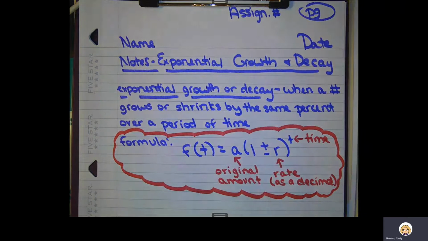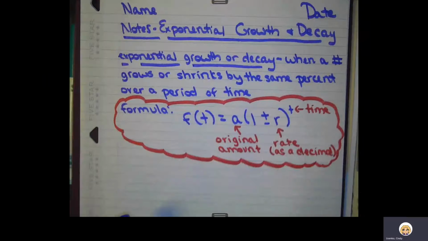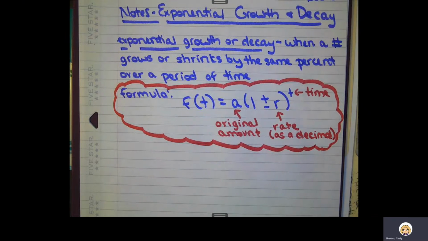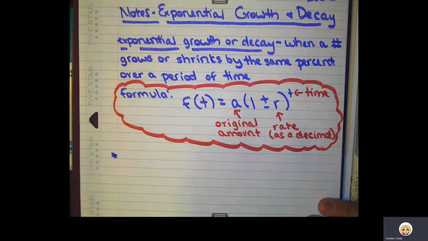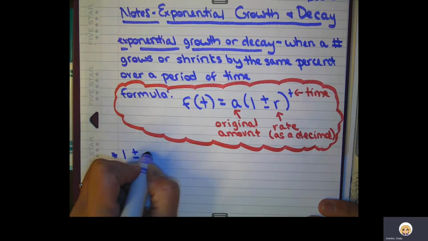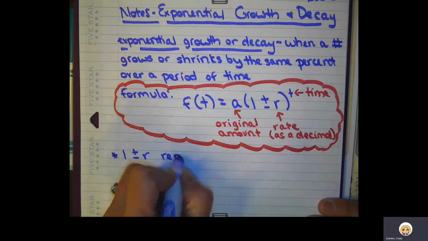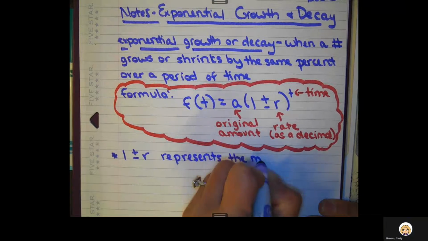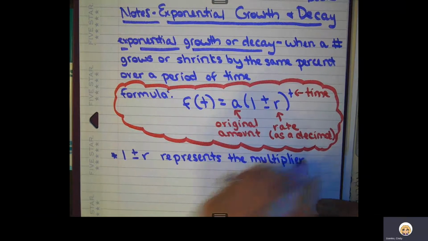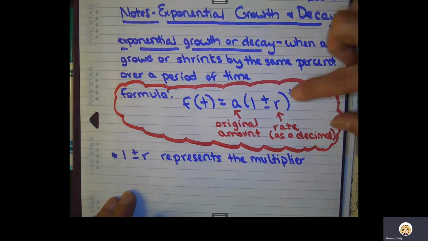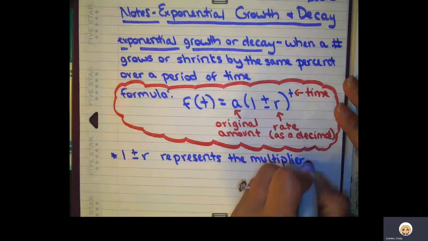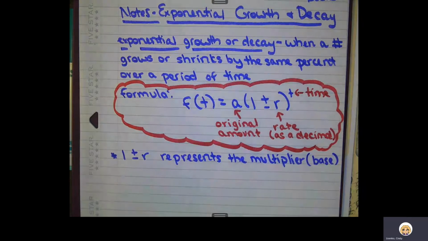Before we go on, I want to point out one little thing, this set of parentheses. Inside the parentheses, it says 1 plus or minus r. So that means we're going to use 1 plus r or 1 minus r. There is a name for that. So can you write a little star and write 1 plus or minus r represents the multiplier. What I mean by that is when we have an exponential function, which we will because we have this exponent right here, this is called your multiplier, which is also known as the base. So I'm going to put base in parentheses. That's like what your exponent is attached to.